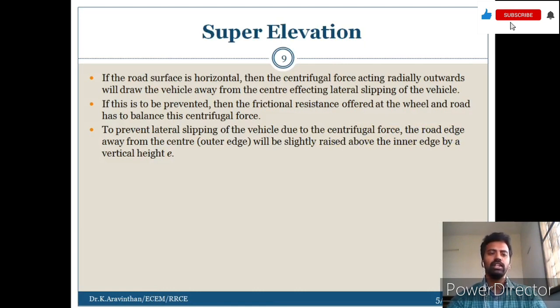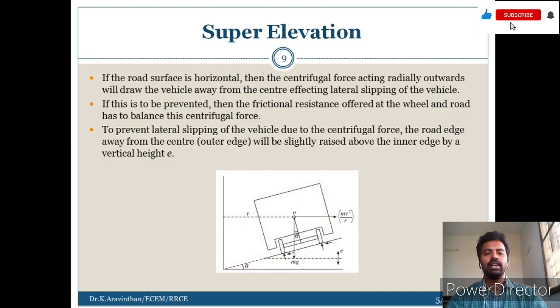What is super elevation? If the road surface is horizontal, see there is an object here. Whenever vehicles are moving on a road, you can observe that there is a slight inclination towards the inside. This is the inner part of the road and this is the outer part of the road. Always the road will have an inclination, that is the theta here. This theta is known as the super elevation. Super elevation is also indicated by the letter E.